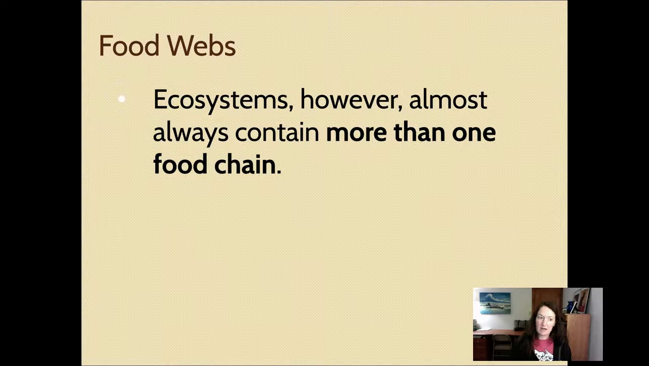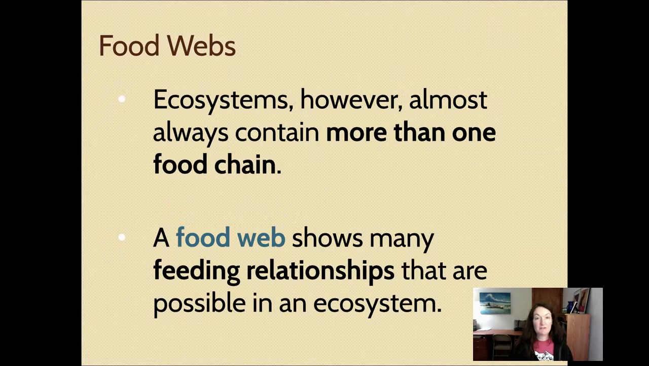Now, usually you don't have just one food chain in an ecosystem. There are usually many food chains that work off of one another, and that's called a food web. So a web shows many feeding relationships that are possible in an ecosystem. So what could eat what is more of the question in a food web. So it's many food chains together in a food web.